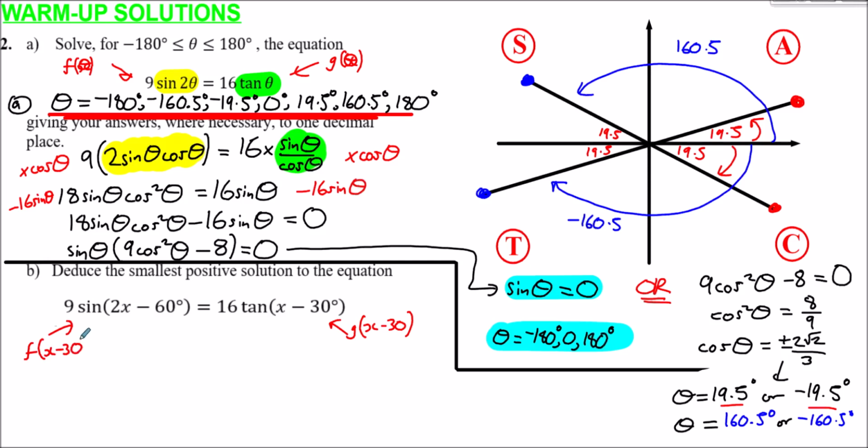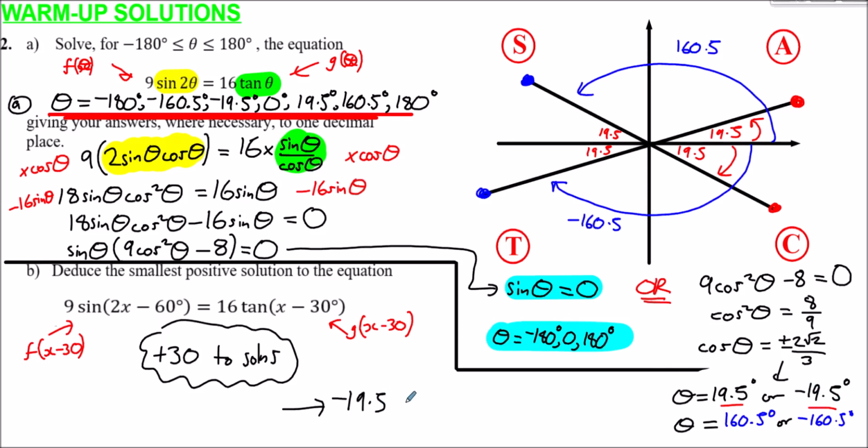If you remember graphical transformations from A-level and even GCSE, inside, opposite. In other words, it looks like we're going to subtract 30 from each of these solutions, whereas actually we add 30 to the solutions. So make the solutions for theta 30 bigger. The smallest one which will pop out to be positive will be this minus 19.5. And so we take minus 19.5 and then add 30 to it, and we get 10.5 degrees to 1 decimal place.